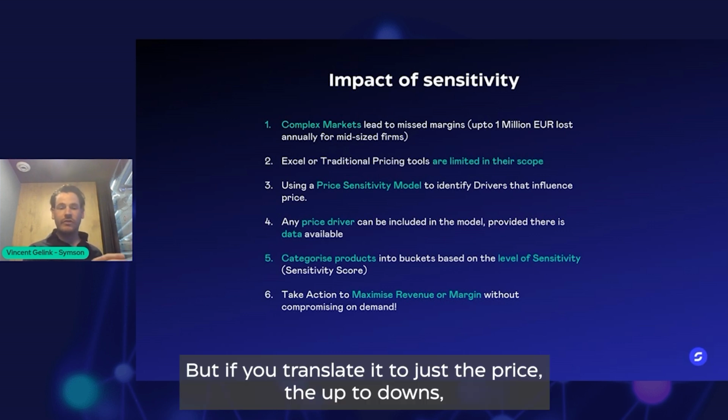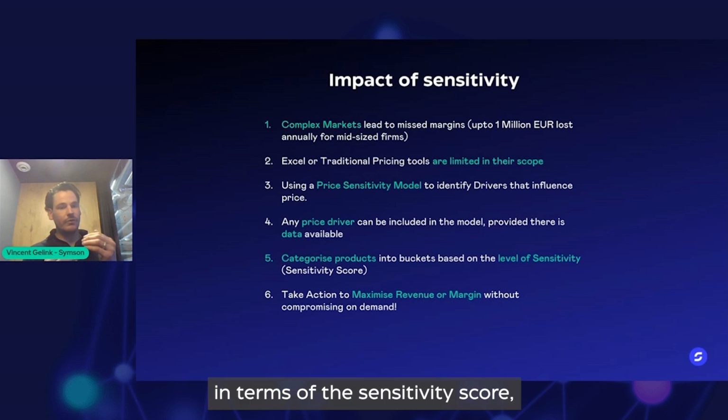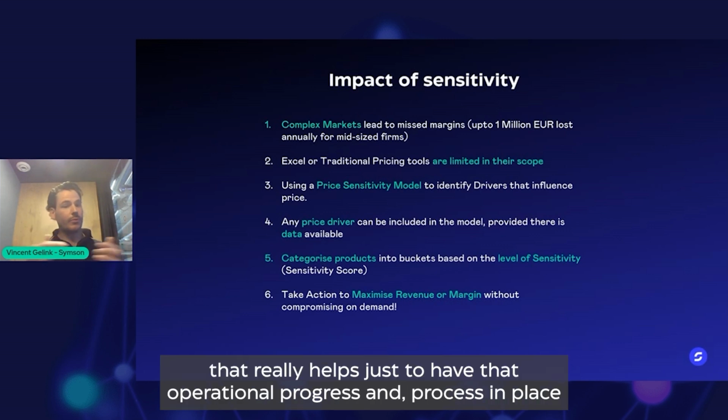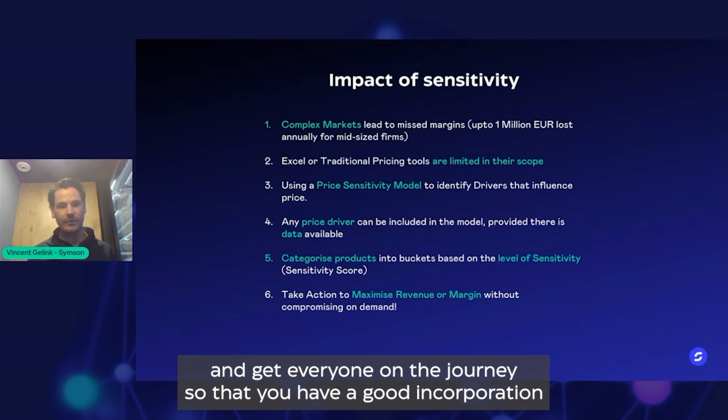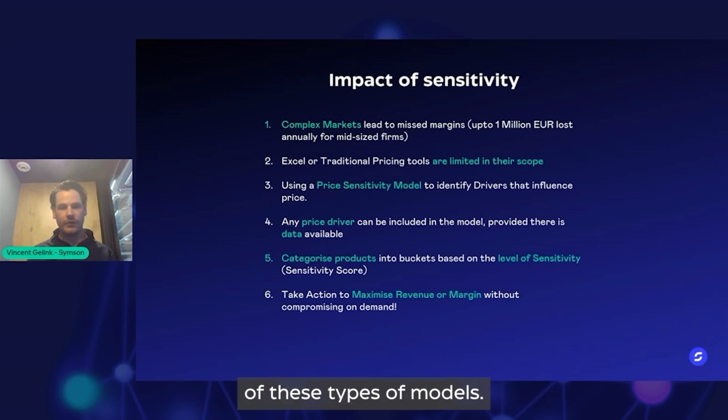But if you translate it to just the price ups and downs in terms of the sensitivity score, that really helps to have that operational progress and process in place and get everyone on their journey, so that you have a good incorporation of these types of models.